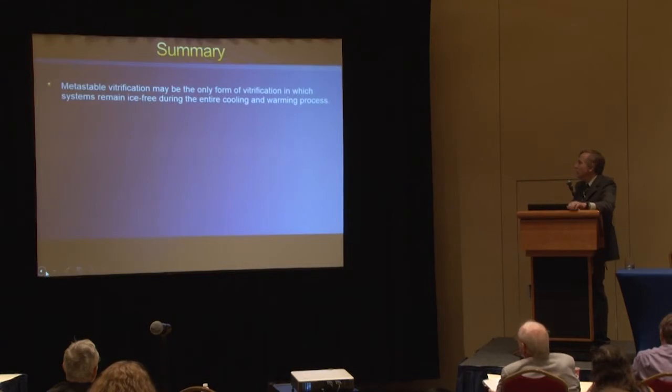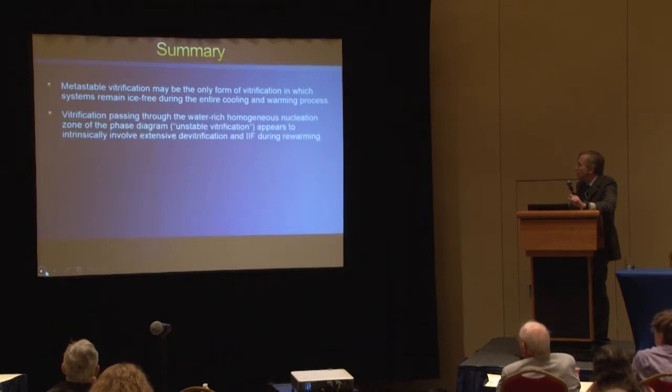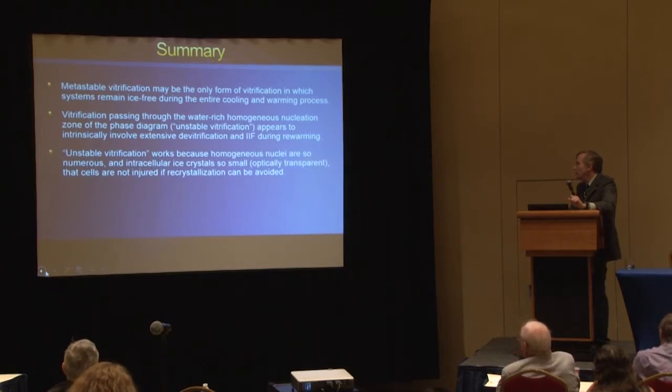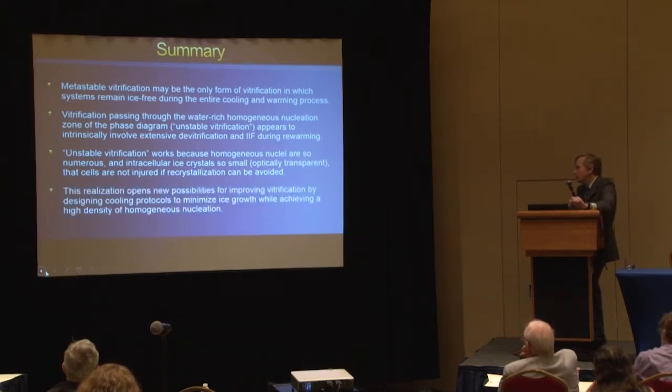So in summary, metastable vitrification may be the only form of vitrification in which systems remain ice-free during the entire cooling and warming process. And if you do vitrification passing through the water-rich, homogeneous nucleation zone in the phase diagram, that appears to intrinsically involve extensive devitrification and intracellular ice formation during warming. But this quote-unquote unstable vitrification works because homogeneous nuclei are so numerous and the ice crystals so small that cells are not injured if recrystallization can be avoided.